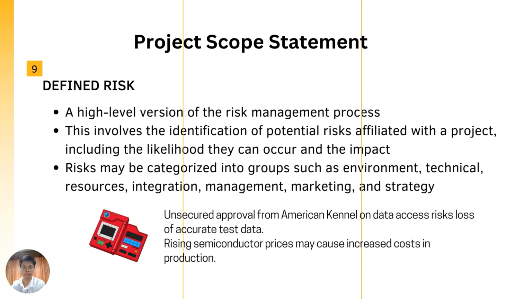For the DoggyDex project, there are also two risks identified. First risk is the unsecured approval from the American Kennel on data access because it may cause loss of accurate test data. And second is that the rising semiconductor prices may cause increased costs in the production.